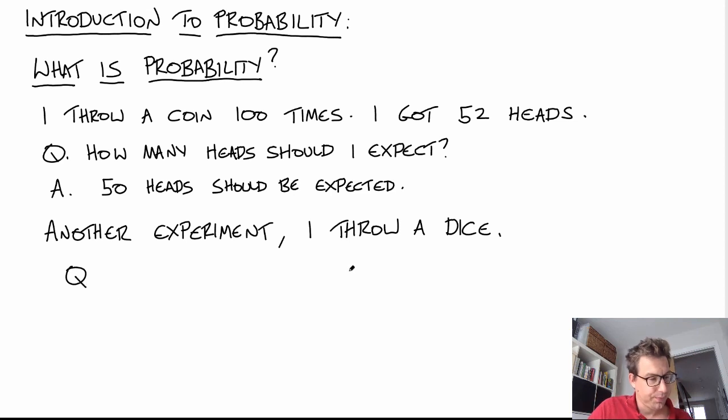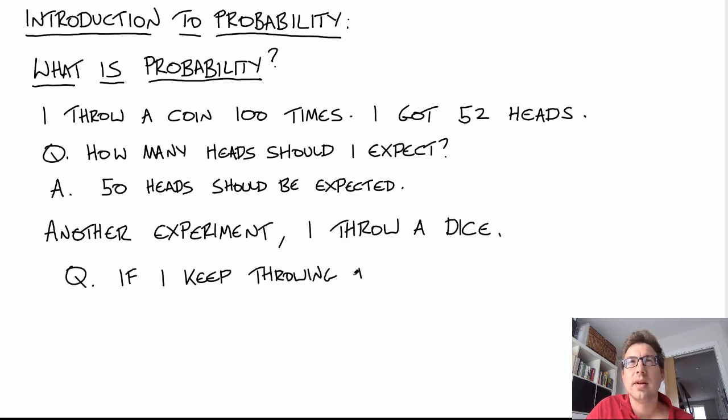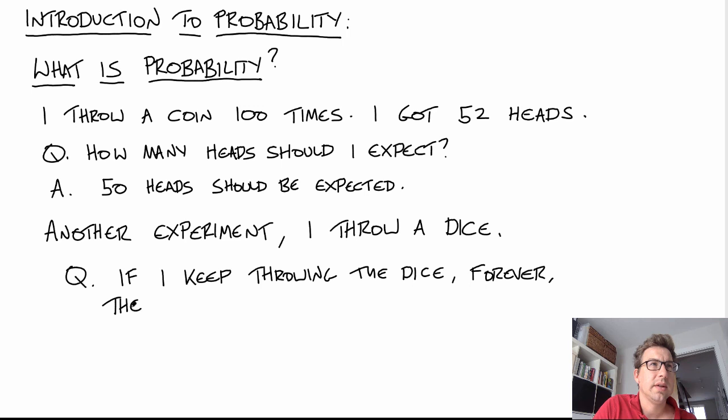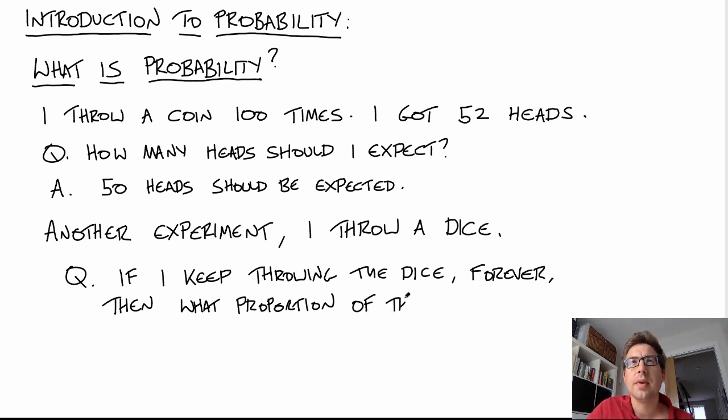And the question is, if I keep throwing the dice, and I do that forever, then what proportion of the throws are a 5?